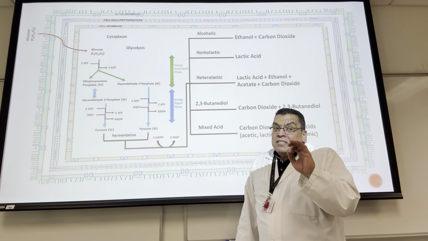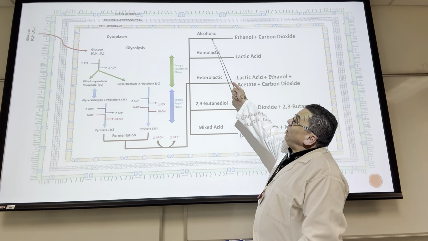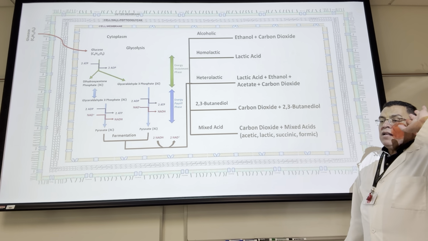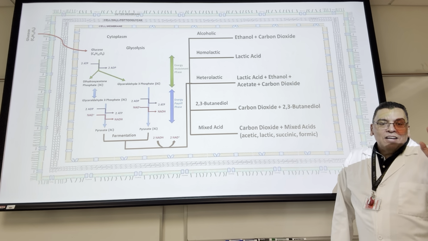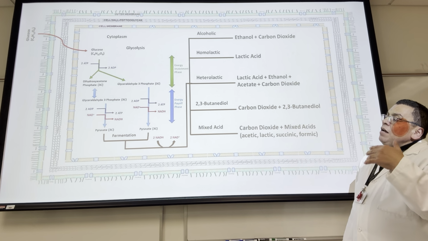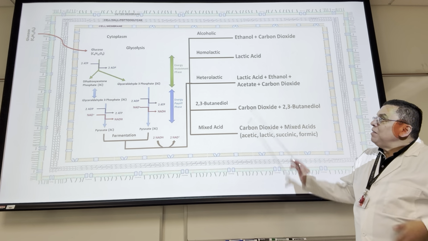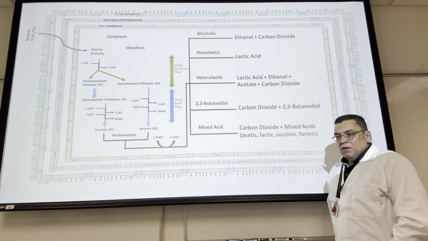Some bacteria do exactly like what yeast does. They're called alcoholic fermenters. Homolactic means I only make lactic acid. If I'm making ethanol, I am an alcoholic fermenter. Then you got some that say, I don't know which one to make. Let me just make both of them. This one right here, heterolactic fermenter, makes both of them.